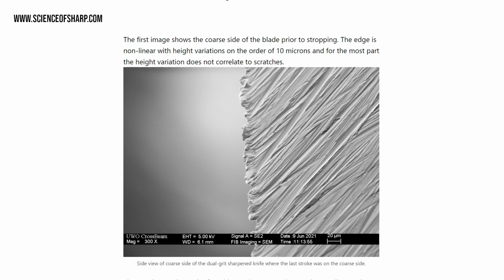The best images Todd has on this topic are on the dual grit sharpening post. To quote Todd here, he says, "The first image shows the coarse side of the blade prior to stropping. The edge is non-linear with height variations in the order of 10 microns, and for the most part the height variation does not correlate to the scratches." What he says here is very important, and that is that the height variation, which are the microserrations, do not correlate with the scratches. This suggests that the height variation is caused by some other means.